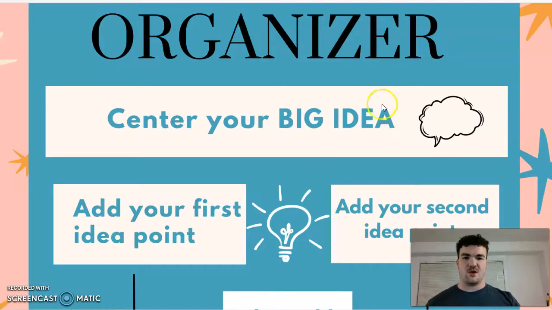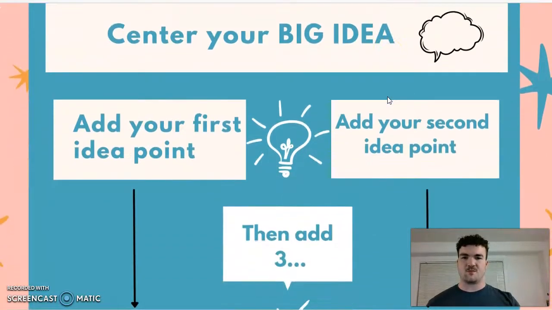And then, so you have your big idea, today is farm animals, and you're going to split it off into two smaller ideas, or two subcategories. So for farm animals, we can say cows and we can say pigs.